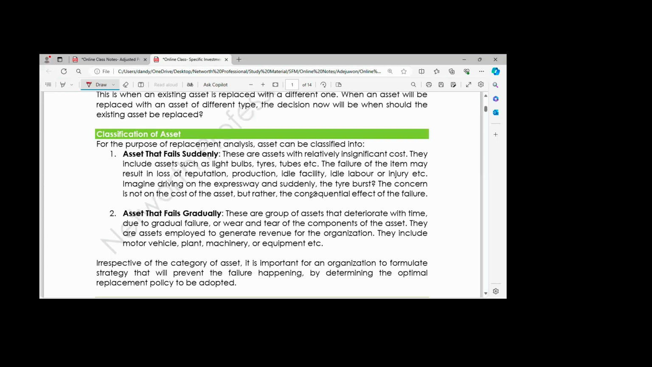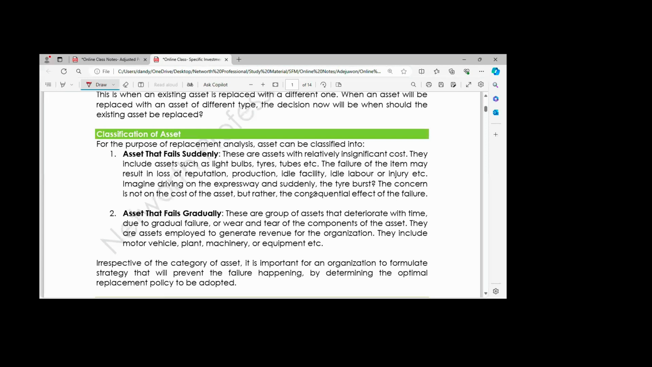There are basically two classifications of an asset. We have assets that fail suddenly, and we also have assets that fail gradually. The assets that fail suddenly are assets with insignificant cost. For example, bulb, tire, or tube of a tire. These are assets that do not cost much, but the consequential effect of failure is what the company wants to guard against. Imagine having a meeting in your boardroom or having a meeting with a VIP, and all of a sudden, the bulb just went off. It's an embarrassment to the management, to the CEO, or to the management team. You don't want such a thing to happen to you, all right?